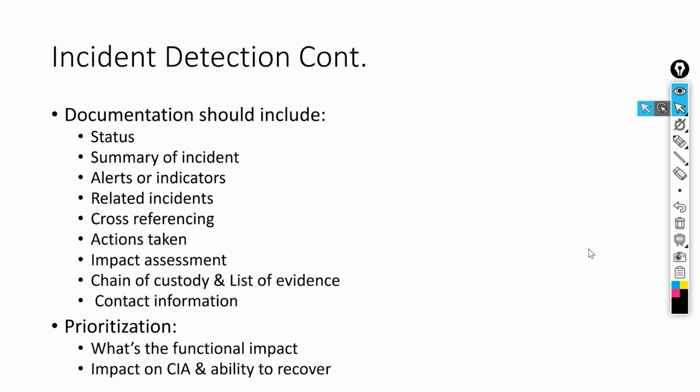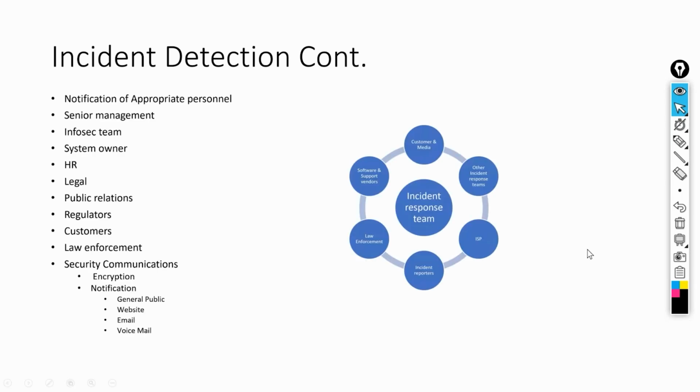So now what are the other phases which are there? Basically, once an incident is detected, we need to notify the appropriate people. We need to involve the senior management, the InfoSec team, the system owner, HR, legal, and public relations, who is going to speak to the public.